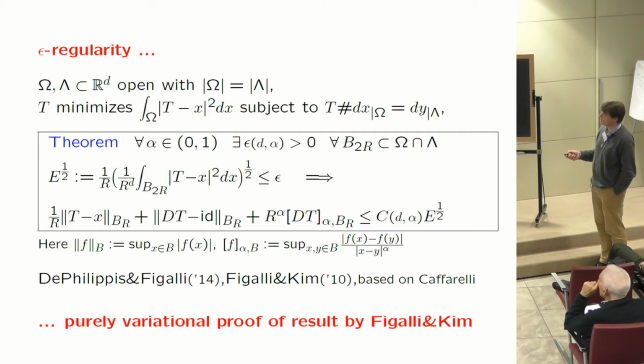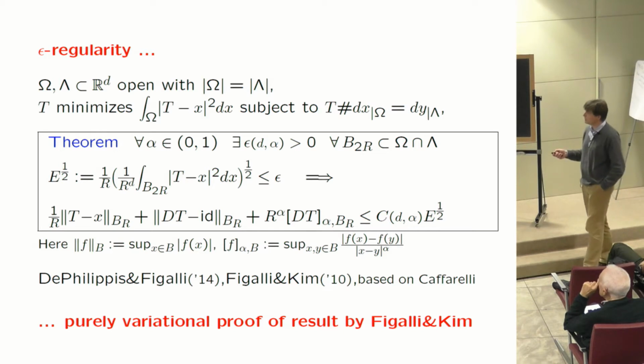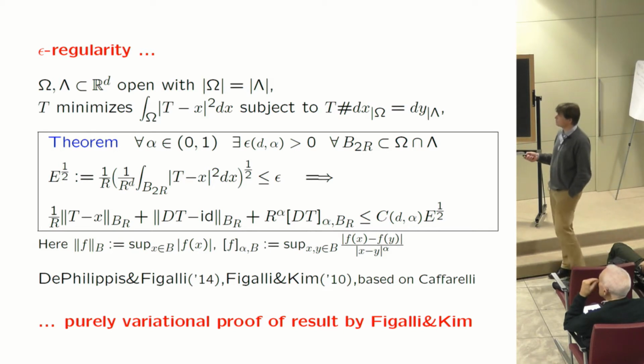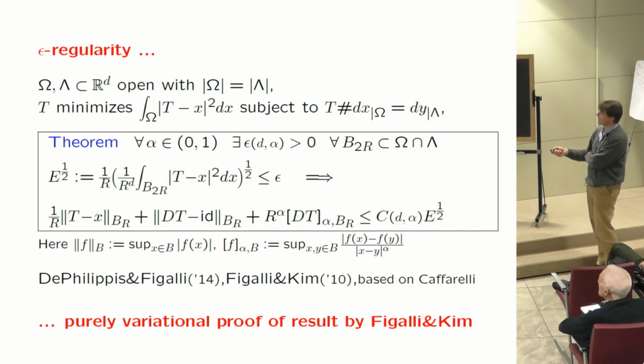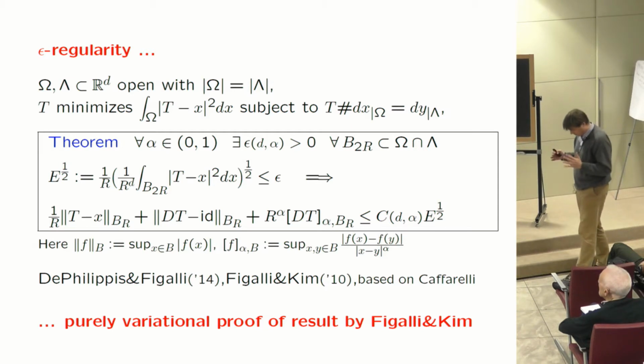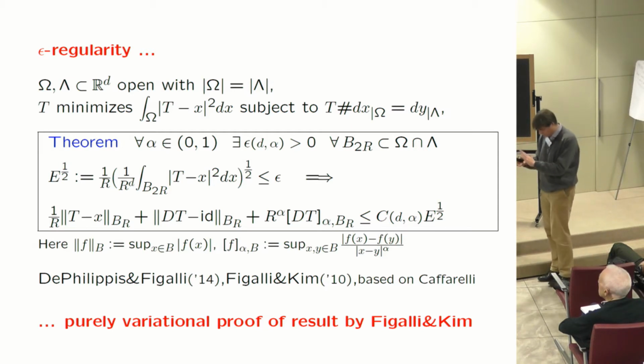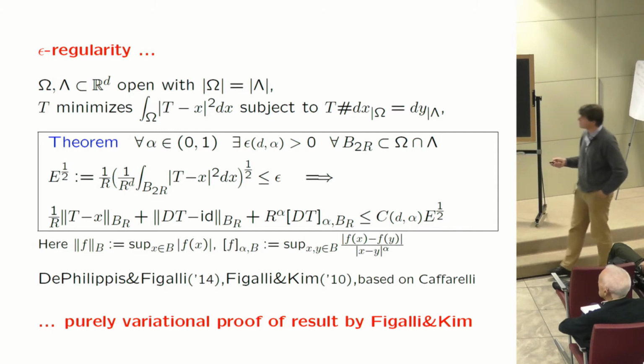So for any Hölder exponent alpha, there exists a threshold, a universal small number, which is constructive and just depends on the dimension d and on this Hölder exponent alpha, so that whenever you have a ball which is contained in both the initial and the target domain, and by an affine change of variables that's not a big restriction.